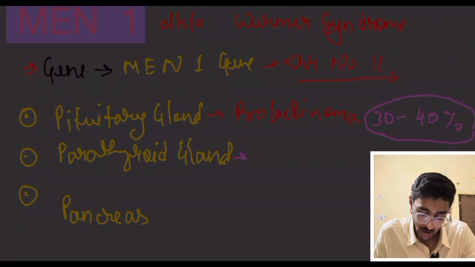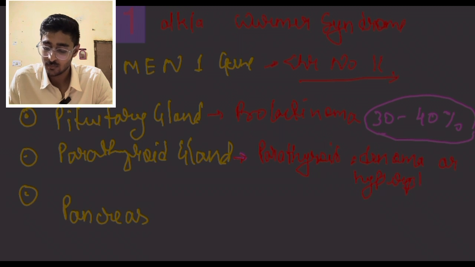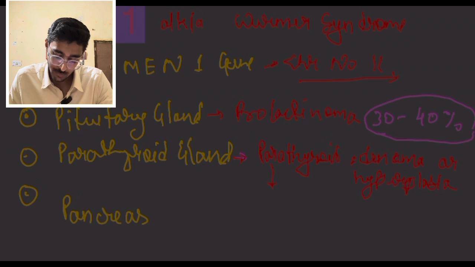Now about the parathyroid gland. Parathyroid hyperplasia or parathyroid adenoma is seen in MEN 1 syndrome. It can be seen in about 90% cases of MEN 1 syndrome.